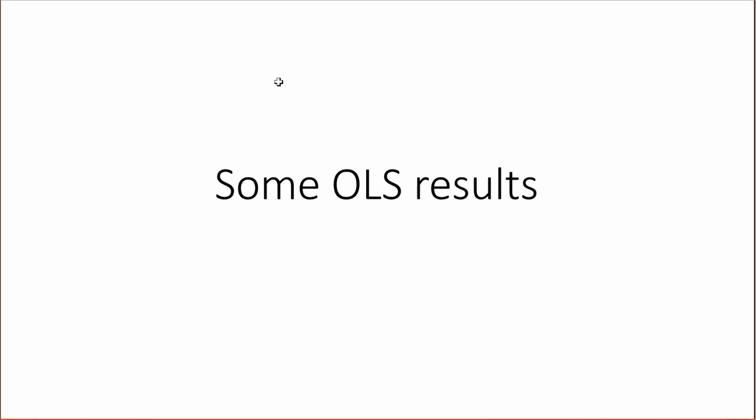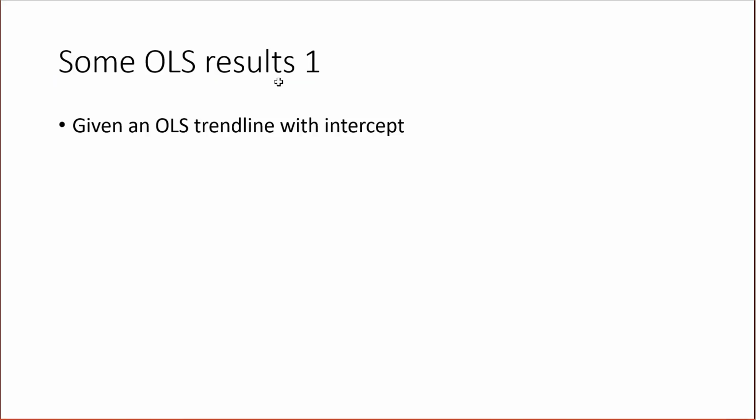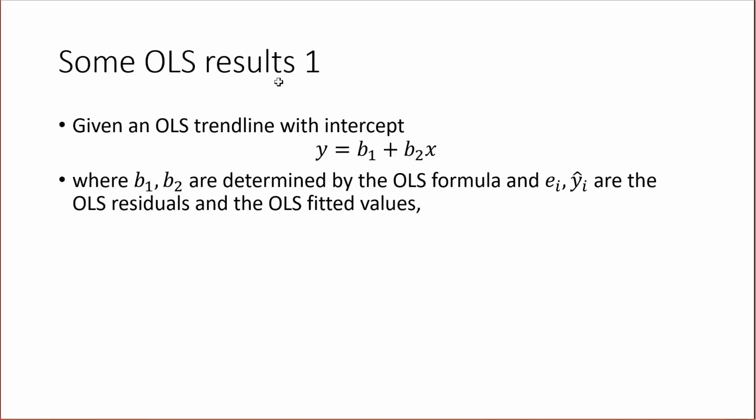So let's go back. So here's the first result. Just stating again here that B1 and B2 are now the OLS values of slope and intercept. So it's the OLS trend line. And ei, Yi hat are the residuals and the fitted values. So now we have the first result. The first important result is the following.